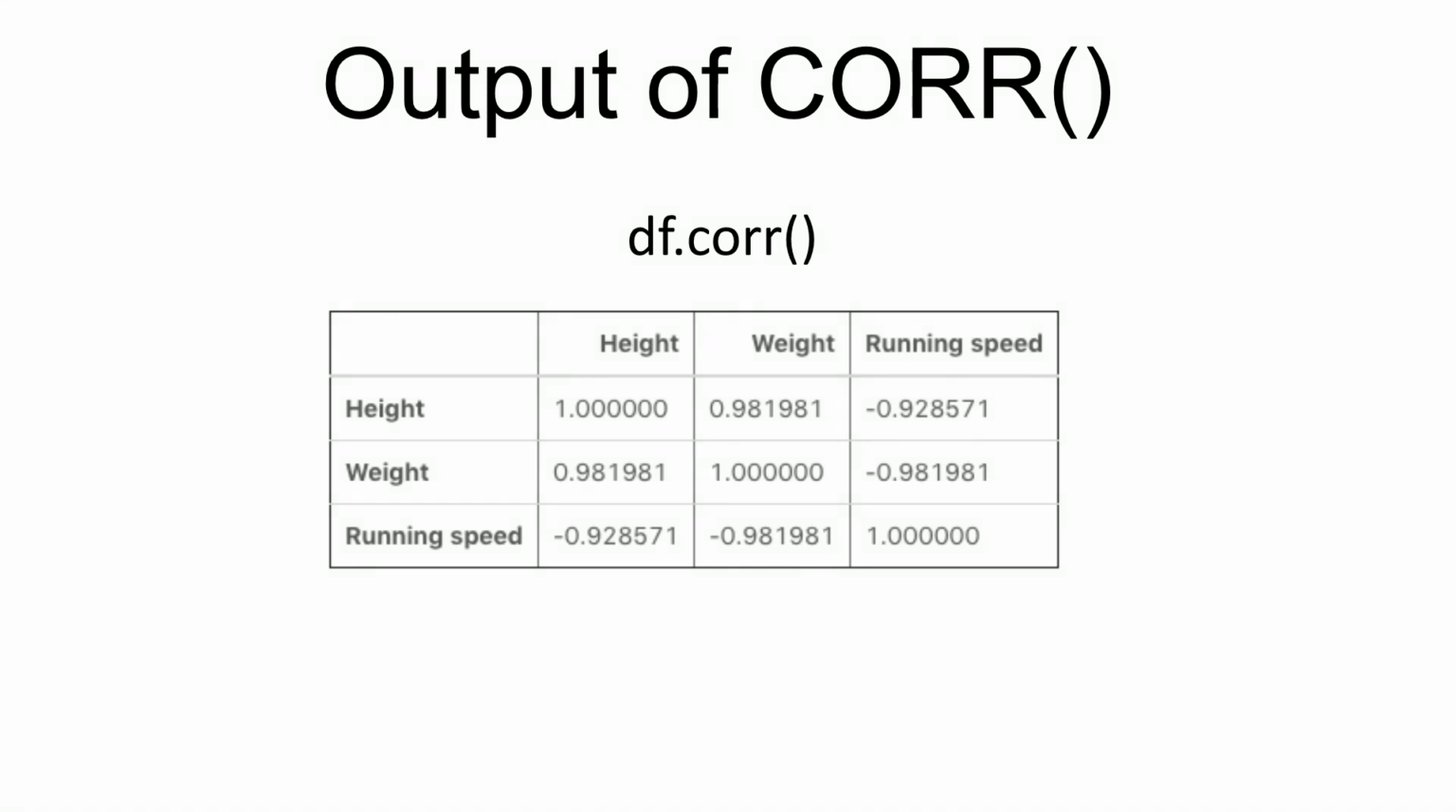Also, the correlation between weight and running speed can be seen as negative 0.98. This is how you can read the output of the CORR function.